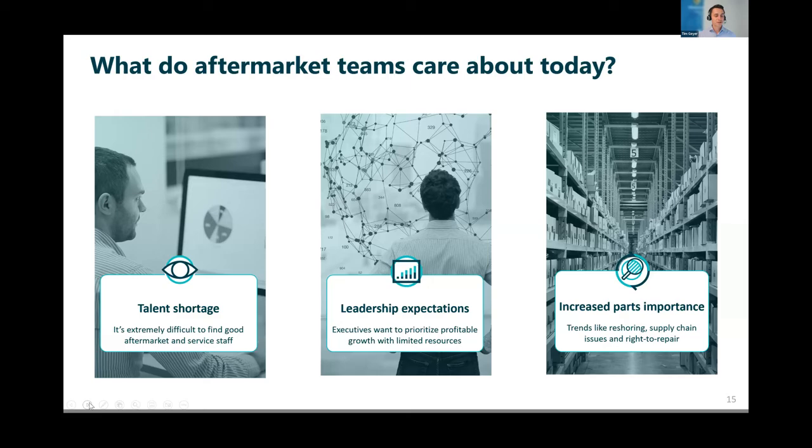The first one, very critical throughout the service and parts industry, is talent shortage. It's really, really difficult to find good people who want to be in the aftermarket and service business. In general, it's critical to find good people, and we also see from a pricing perspective that it's even more difficult. Pricing has been overlooked historically for whatever reason, probably just because it's not as sexy as business areas like sales, and that results in a talent shortage today.